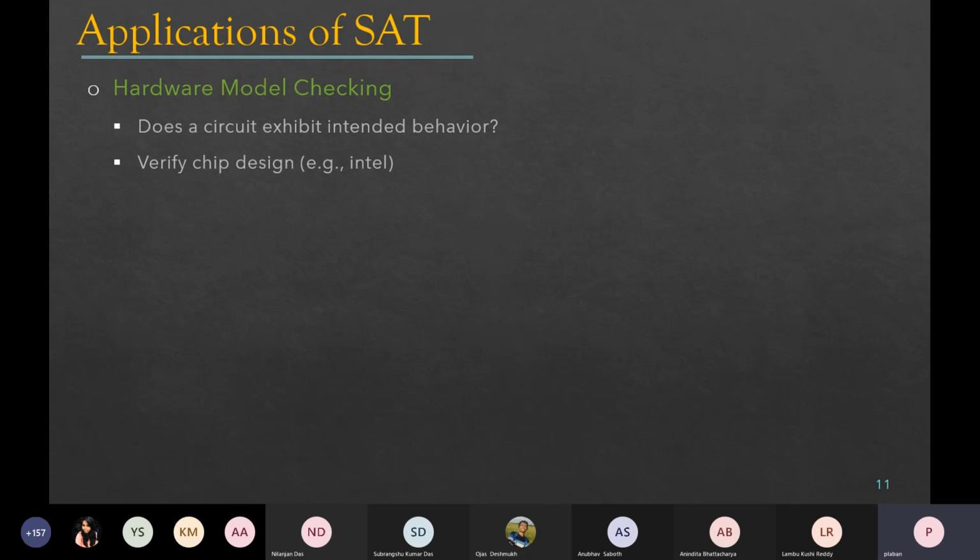You can encode this behavior in the form of a propositional formula in CNF and feed that into your model of the chip and try to find out whether it will be satisfied or not, right? And similarly, you can use it to check whether a particular design is exhibiting its intended behavior or not. And this is widely used in industry.